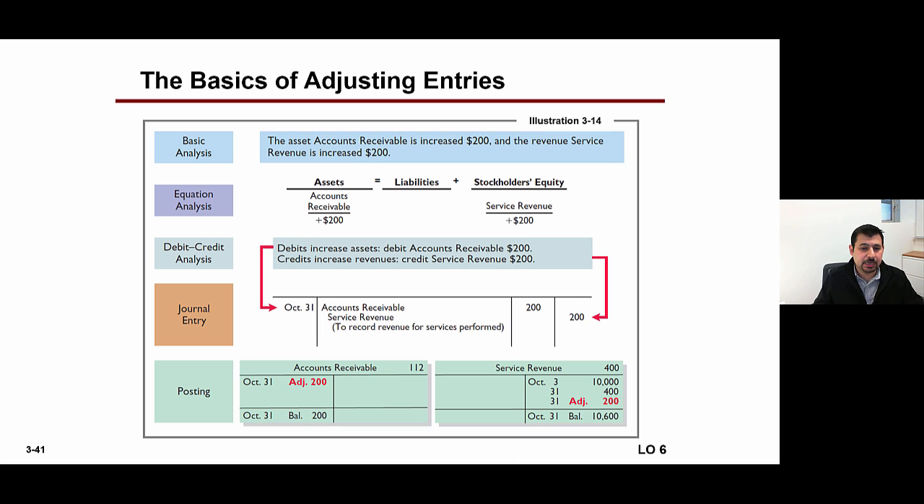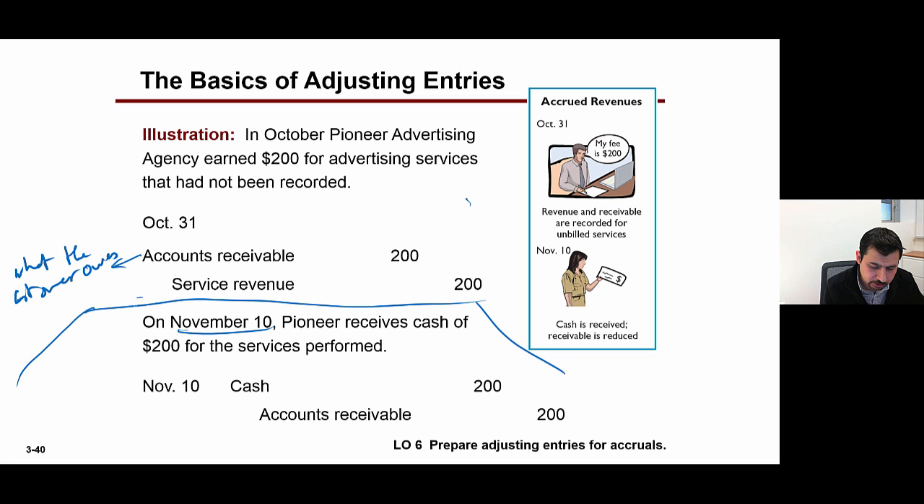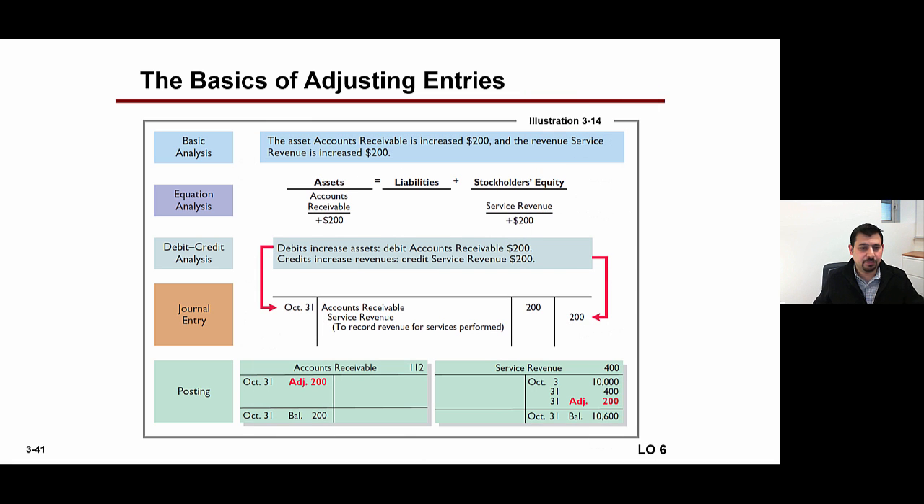And this is how we journalize and post the information from the adjustment. Here we're talking about the first transaction. The second is simply to explain what happens later on, but the first is the one we are concerned with as far as the adjustment. This is the adjusting entry, and this is the one that we have entered here.